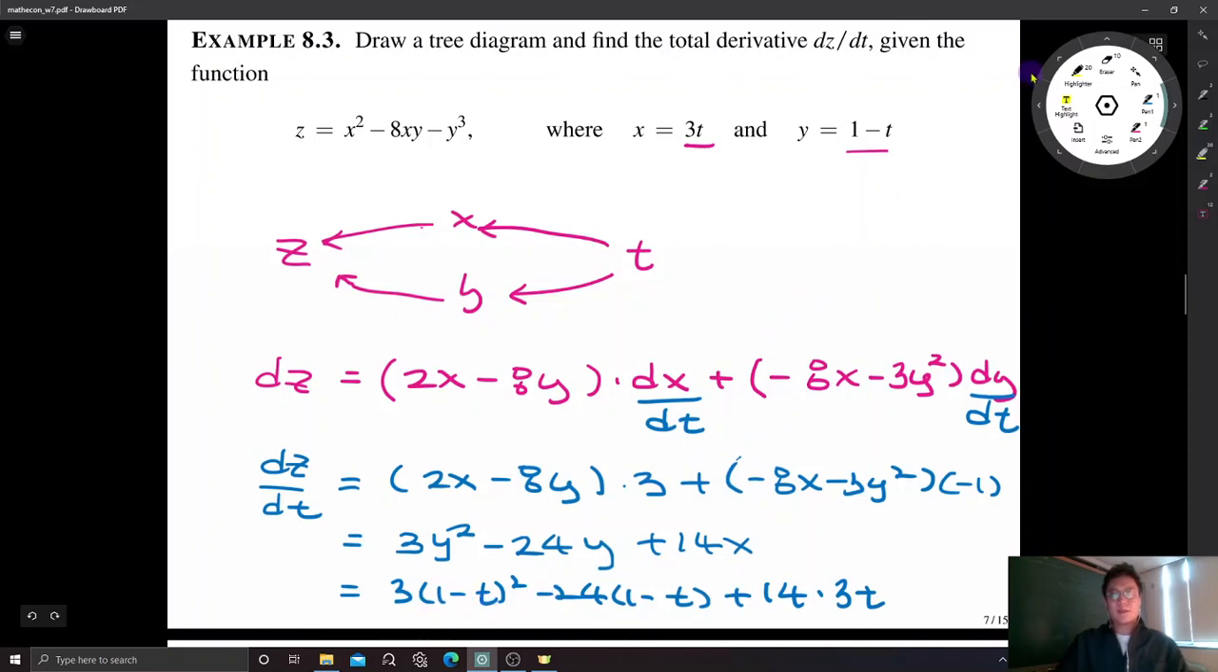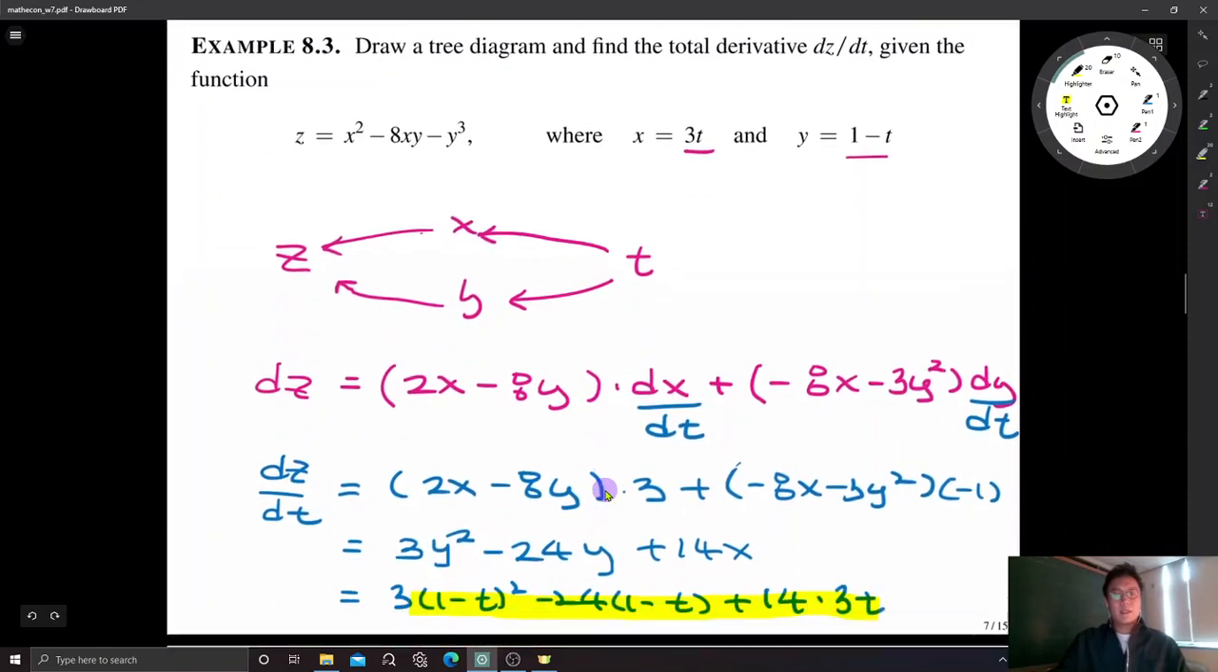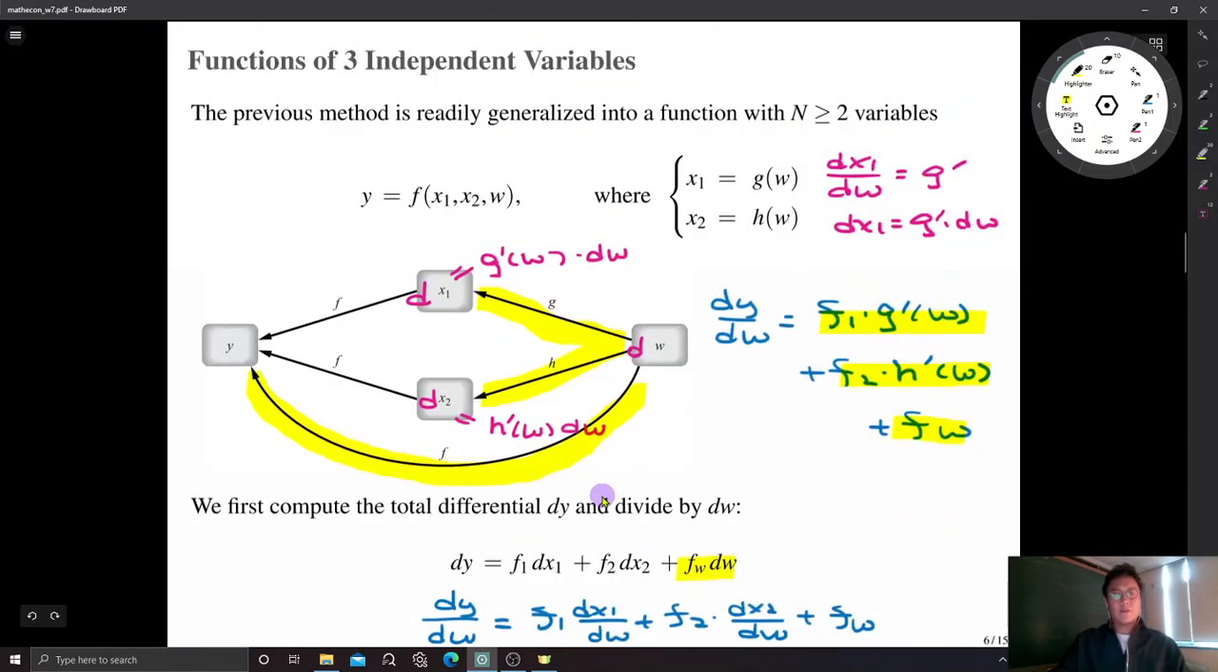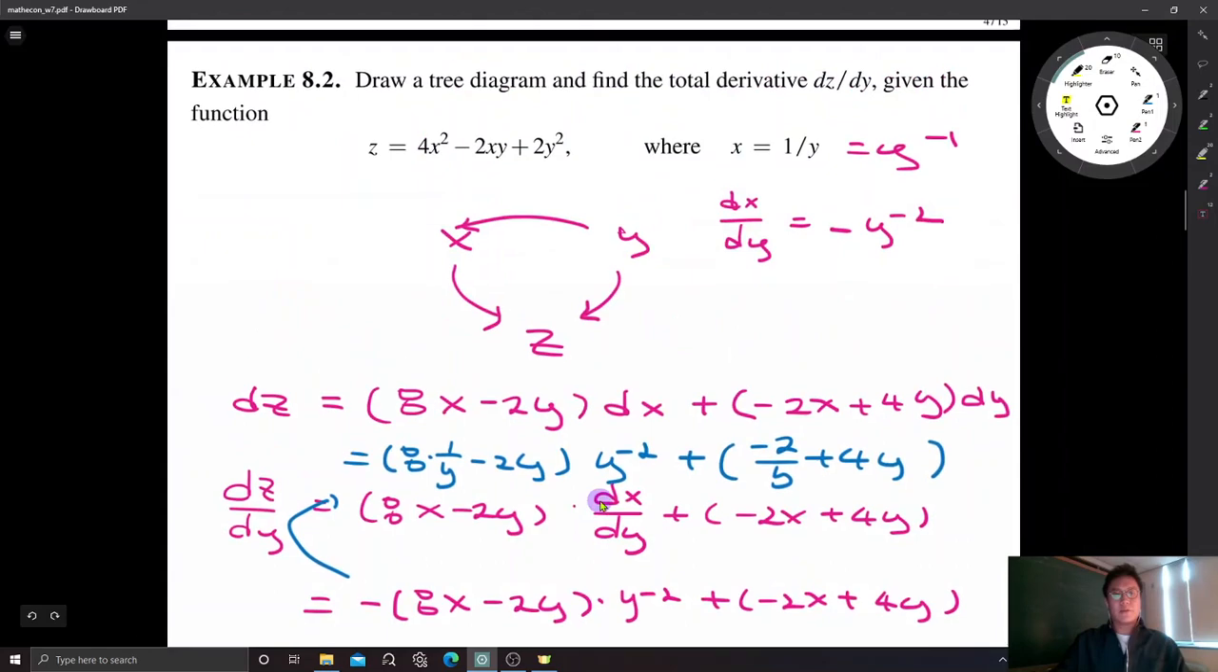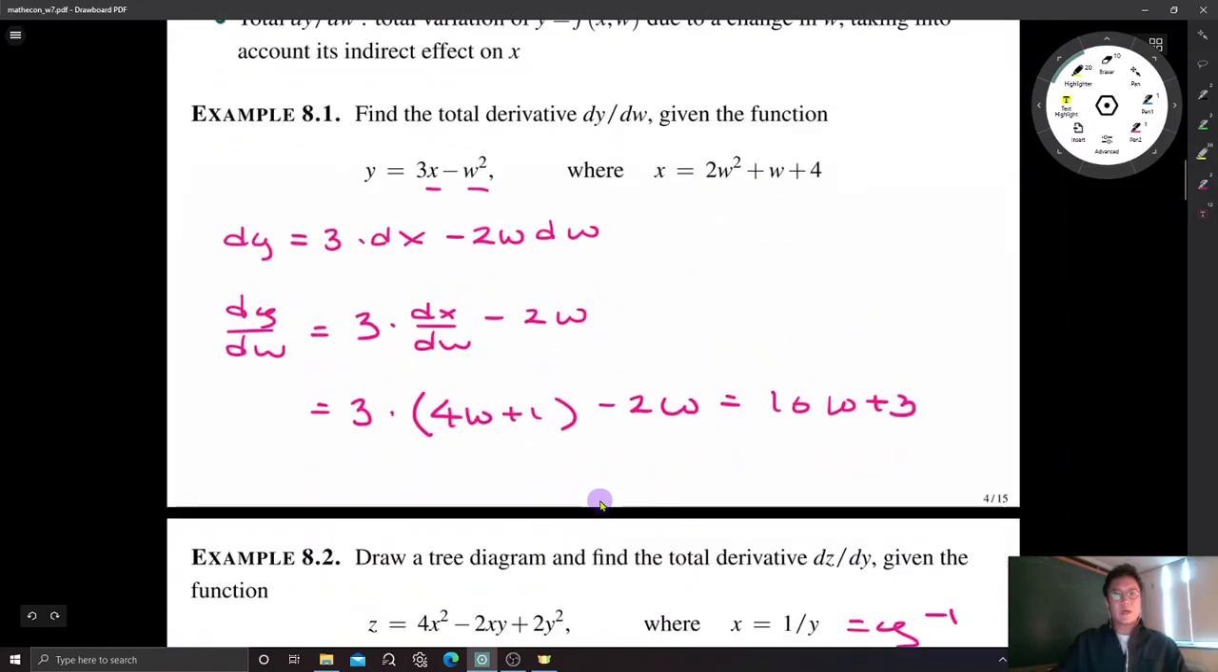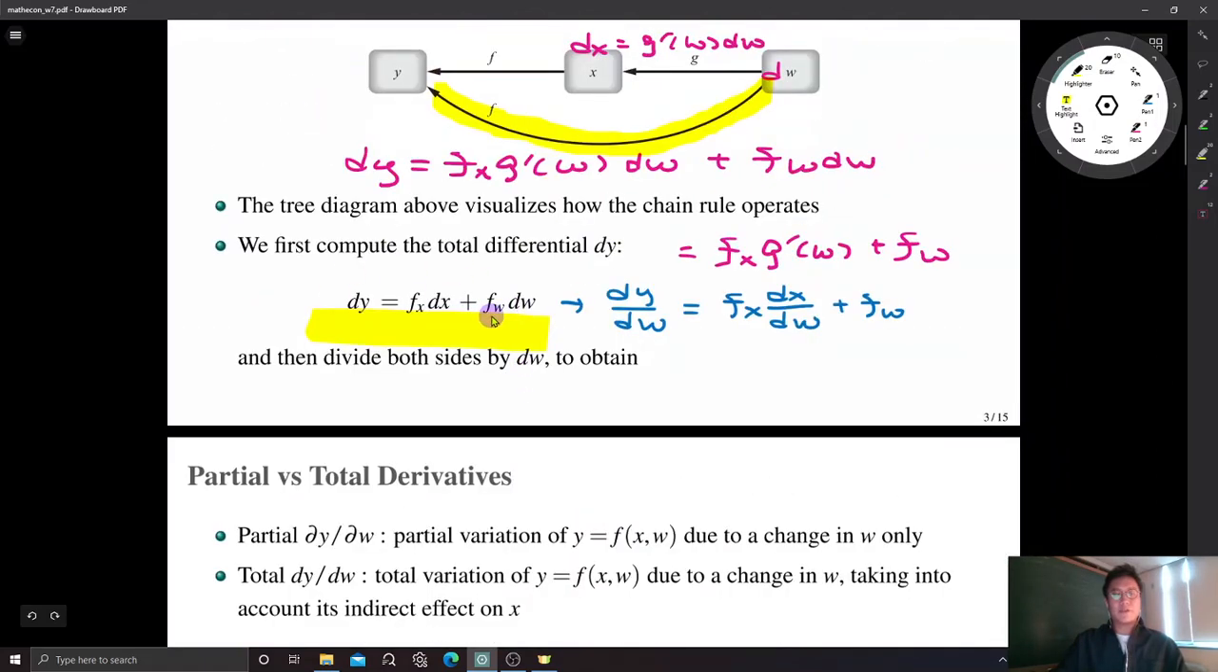Okay? So this one is going to be the total derivative of function z with respect to t. Right? So the way to find the total derivative is very simple once we understand the total differential. Okay, so we first compute the total differential, and if we want to look for dy over dx, then we can just divide by dx.